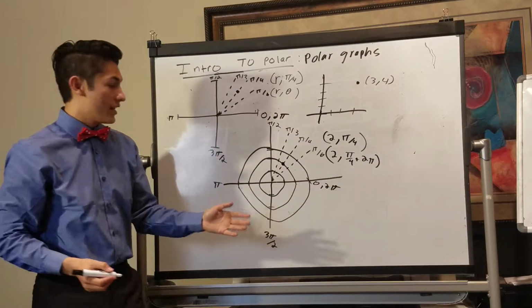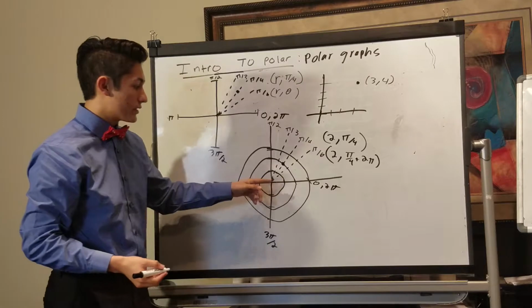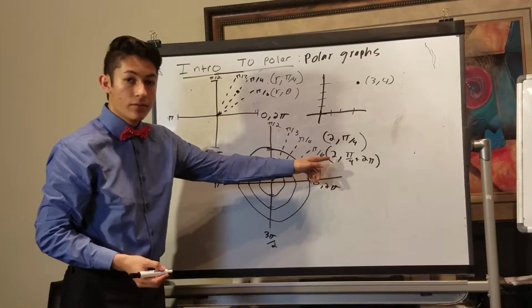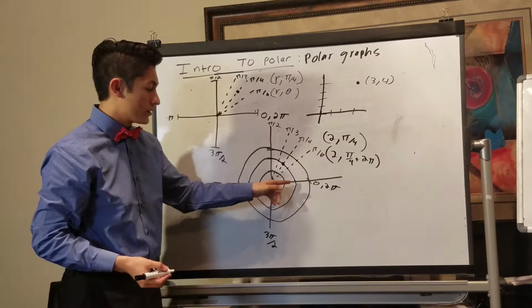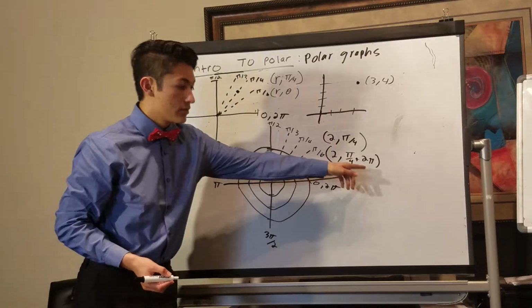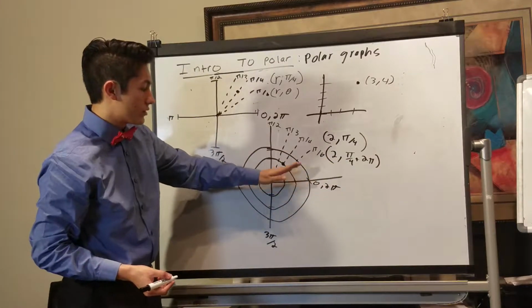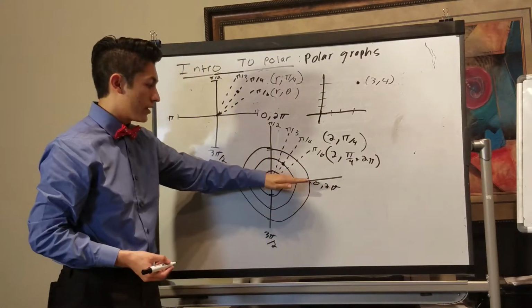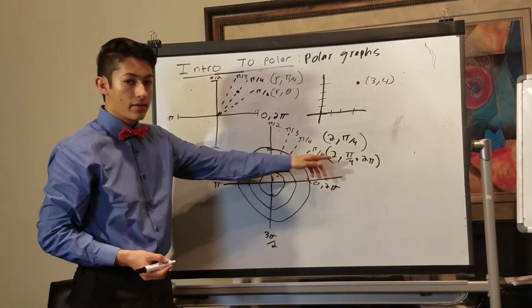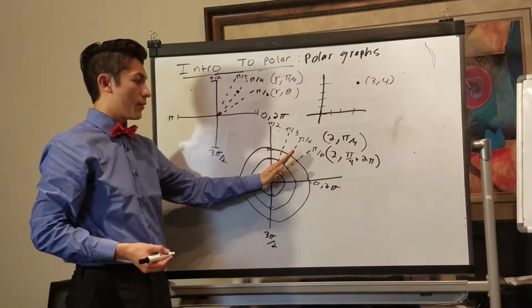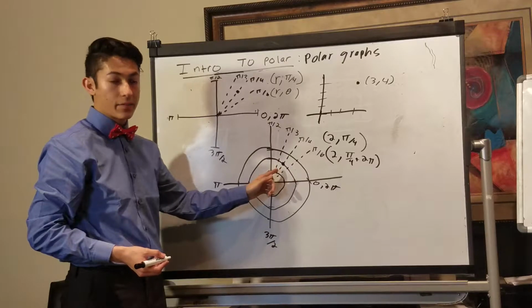And because I'm rotating, it would be the exact same point because I would go to 2 on my radius, so 1, 2, and then I would rotate 2 pi radians, which means going a full circle here, and then rotate pi over 4 upwards. And you get the exact same point.